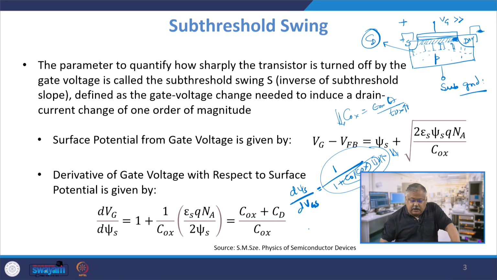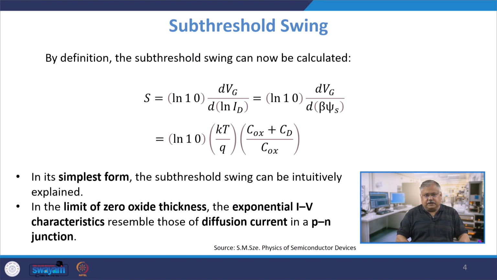Which means that if you make your T oxide go high, d psi s dVg will also go low, and that is expected, which means that if your oxide thickness increases, you start losing control over the channel, right, and therefore, any change which you bring on the gate side will be reflected less on the silicon dioxide interface, and that's the reason it will have less sensitivity in a sense, right. That is the basic idea.